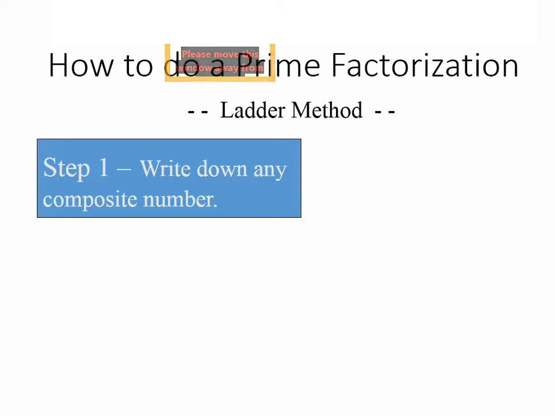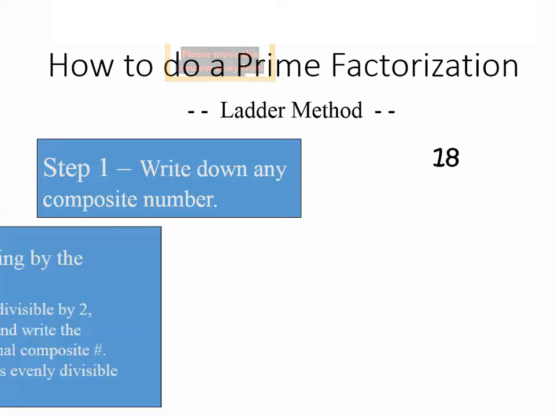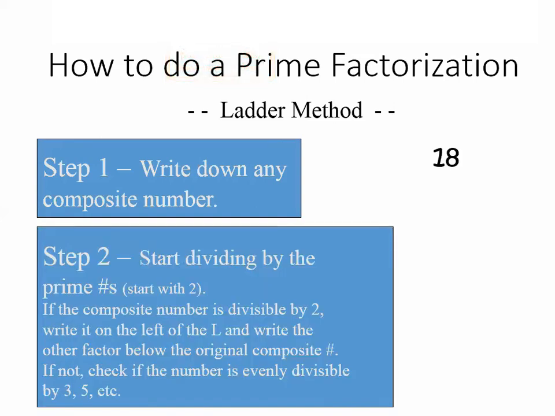So what we can do, first we have to write 18. Start dividing by a prime, start with 2, which means we start with the smaller prime number. If it is not divisible by 2, then we will write another number, which is 3, 5 maybe, or another number. Write it on the left of the L, the ladder method. Whenever we say we are forming a ladder method, we are forming an L shape, like this, and then we have to write the factors of it.